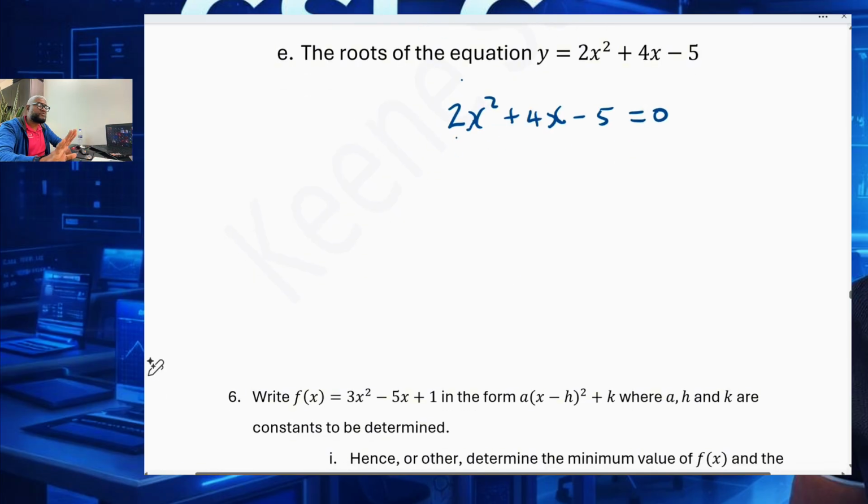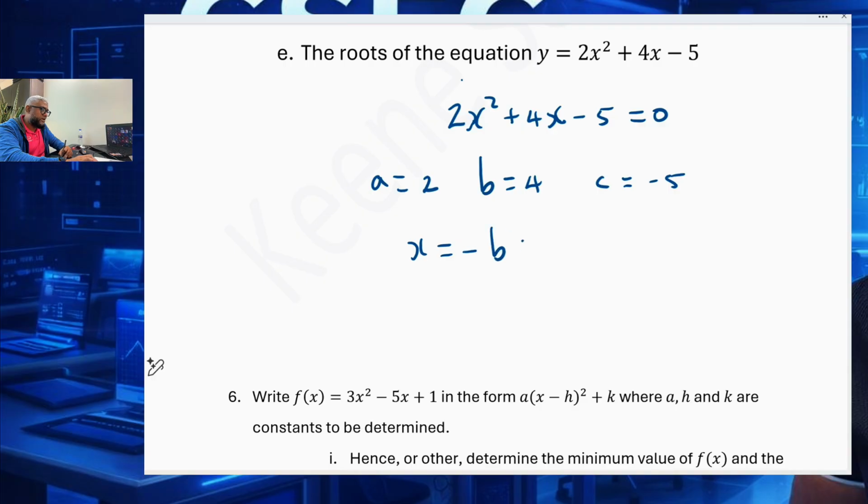Quadratic factorization can't work here. Let's jump straight into the quadratic formula, right? So a will be equal to 2, b will be equal to 4, c will be equal to -5. The quadratic formula is x is equal to -b plus or minus the square root of b squared minus 4ac, all over 2a.